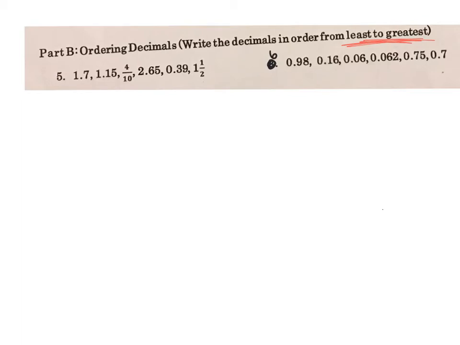Okay, number 5 also has fractions. So what you can do is change those fractions to decimals. That's why the first part of your review is changing fractions to decimals. So you can do 4/10 to a decimal first.